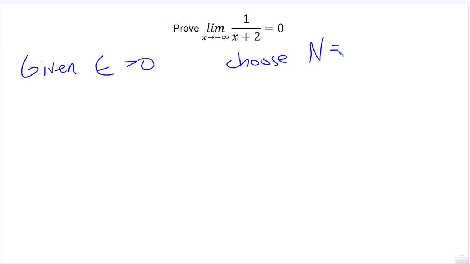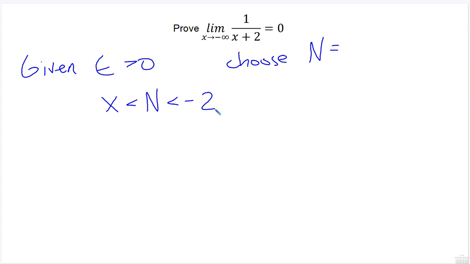We'll choose some n. Now this time, we're going to start with the fact that x is less than n. And I'm going to throw on a little extra added stipulation here, and you'll see why. Instead of saying that it's less than 0, I'm going to say that it's less than negative 2. Normally we could say just straight up less than 0, because we're going towards negative infinity. But if I'm going towards negative infinity, I must be less than negative 2 as well.